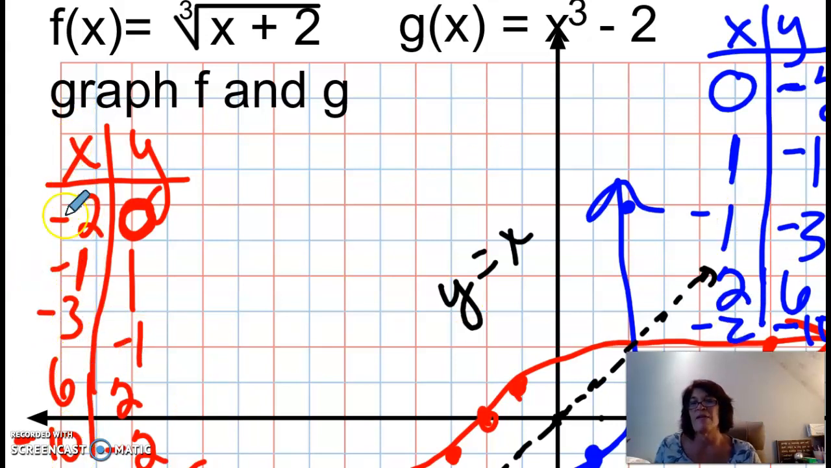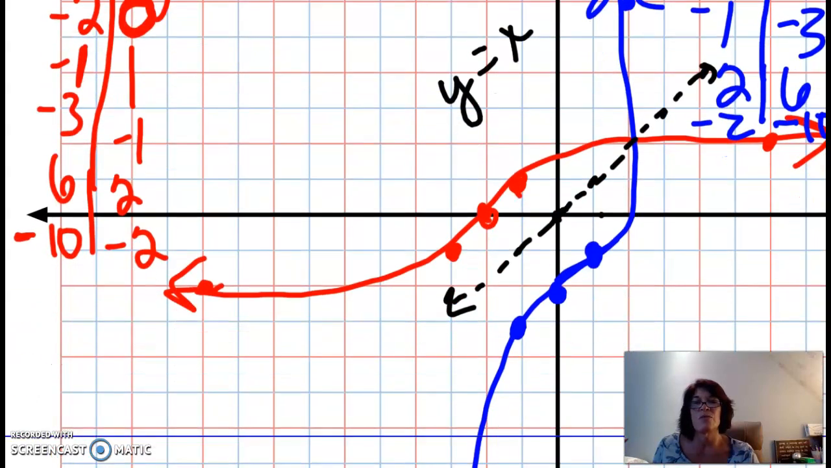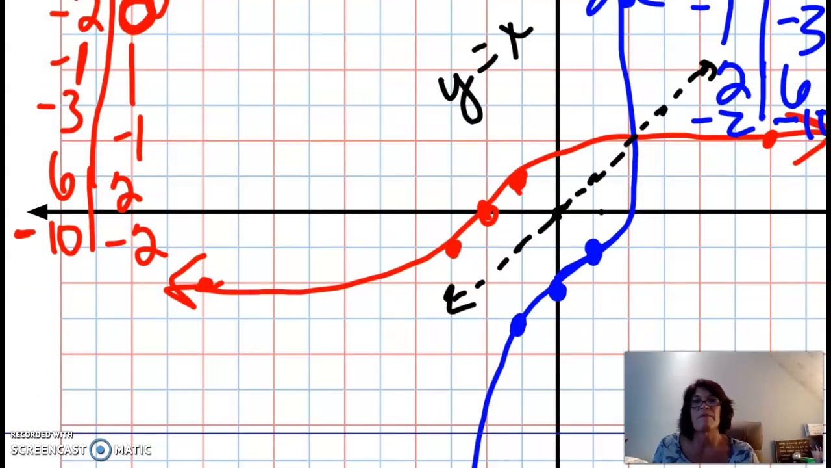Okay, the domain of f ends up being the range of g. And the domain of g ends up being the range of f. The domains and ranges are switched in inverse functions.